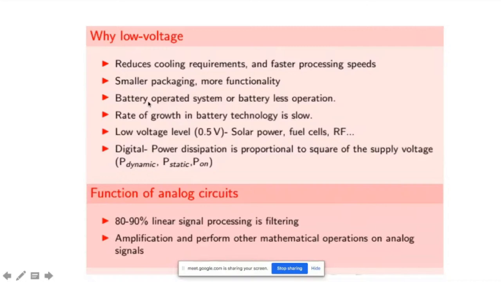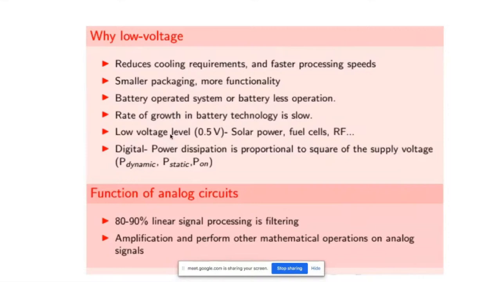Another important factor is that all the devices we want nowadays are battery operated, because we want portable devices. When you say battery operated, the power dissipation should be less. Then, the rate of growth in battery technology is slow. If you compare the technology growth, the battery growth is very slow. So you need to find a way to store the power or, in other words, reduce the power dissipation.